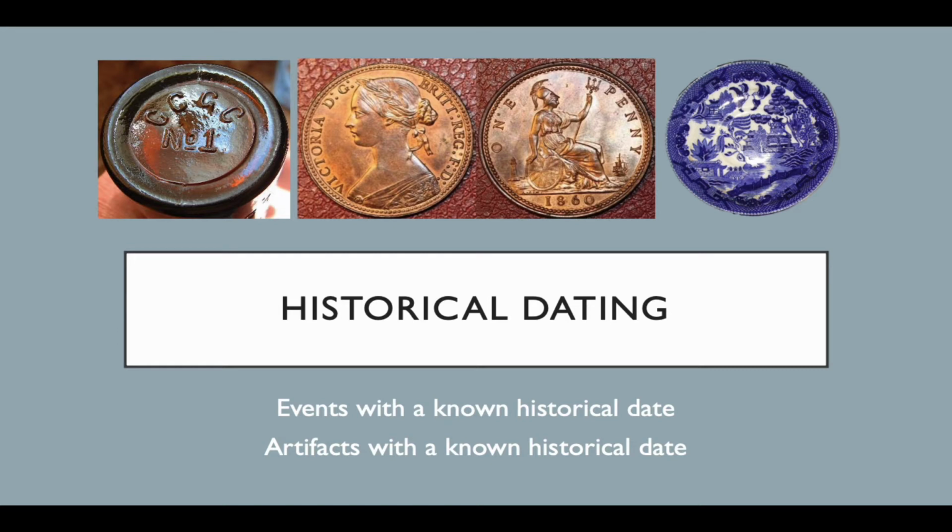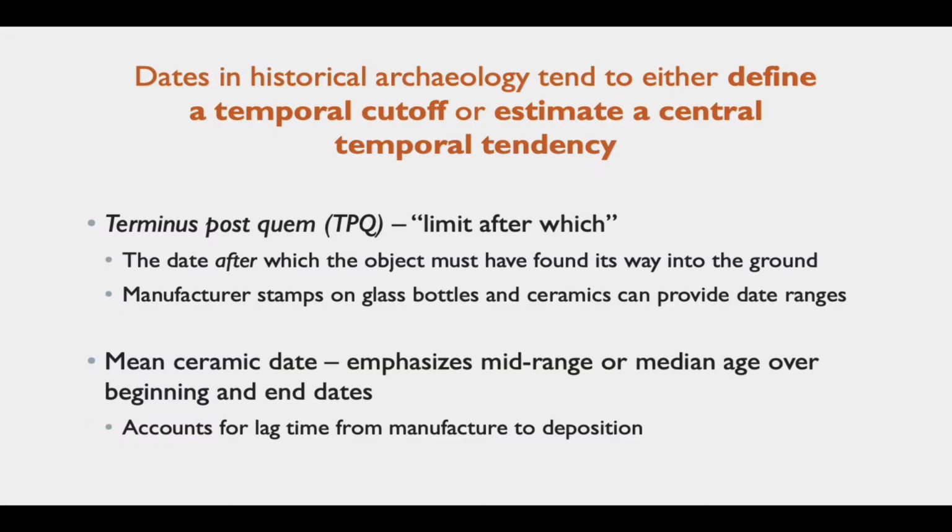Let's start with historical dating. These are methods that deal with specific events or artifacts that have a known historical date. In this case, dates in historical archaeology tend to either define a temporal cutoff, or they estimate a central temporal tendency. So in the first case, there's what we call terminus post quem, which is Latin for limit after which. And this is the date after which the object must have found its way into the ground.